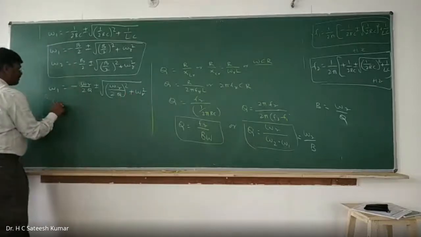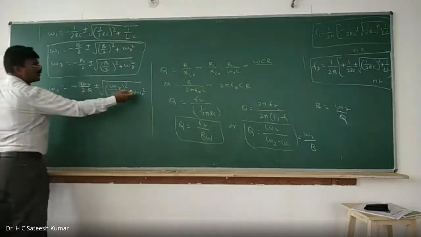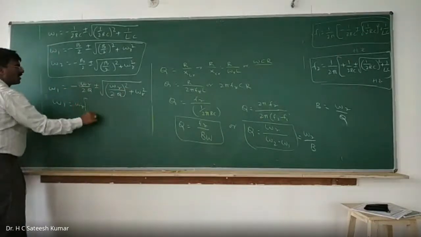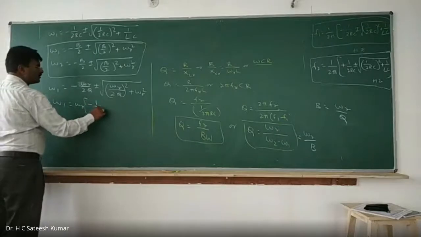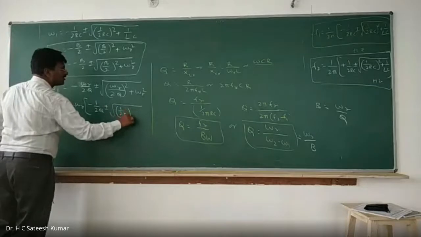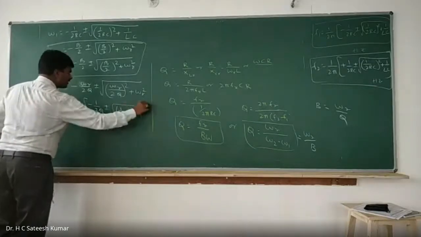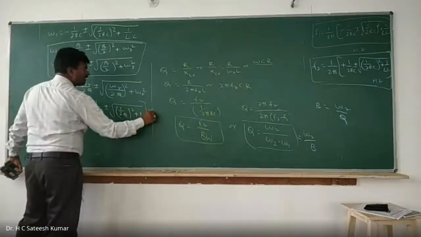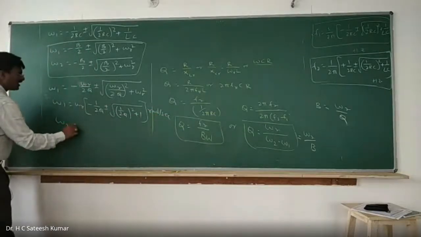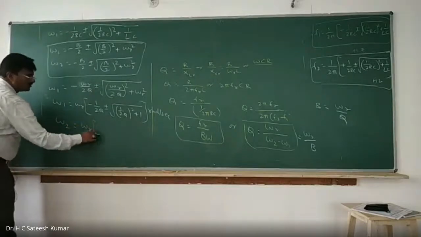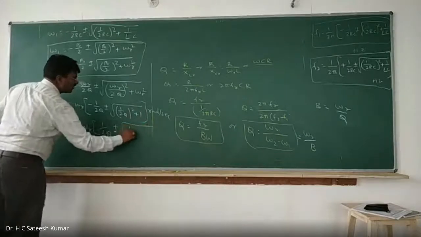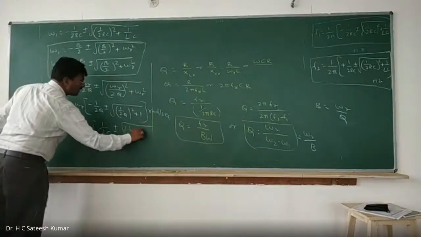Now in omega 1, I can take omega r outside, since omega r square is there in both terms. Omega 1 is omega r into minus 1 by 2Q plus or minus square root of (1 by 2Q) whole square plus 1. This way you can write omega 1 in radians per second. And omega 2 is the same thing: omega r into plus 1 by 2Q plus or minus square root of (1 by 2Q) whole square plus 1.